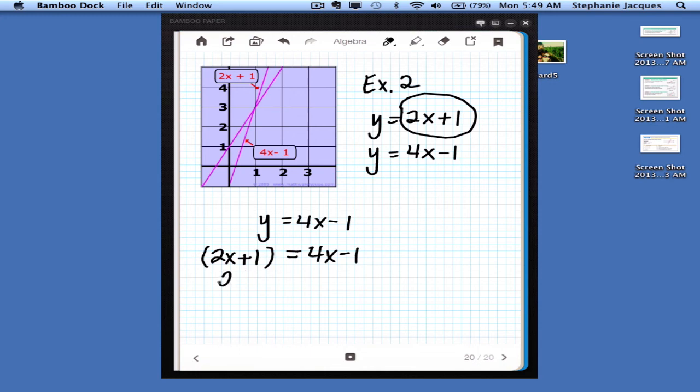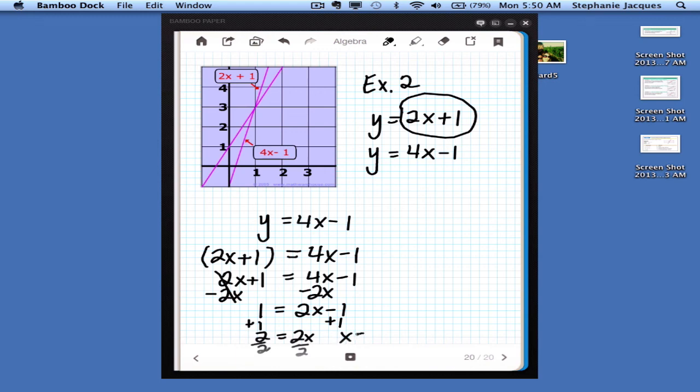So now what I'm going to do is solve my equation. So I have 2x plus 1 equals 4x minus 1. It doesn't matter where I start. I could start here. I'm going to take away my 2x. So I have 1 equals 2x minus 1. I'm going to add my 1 and add my 1. So I have 2x equals 2, and then I divide. So I got x equals 1.